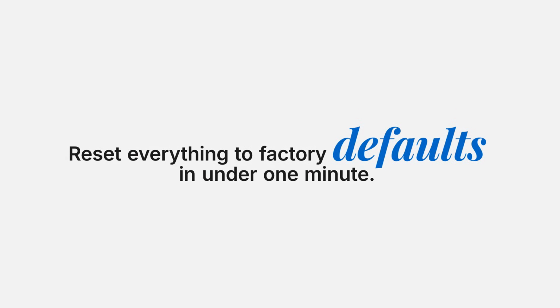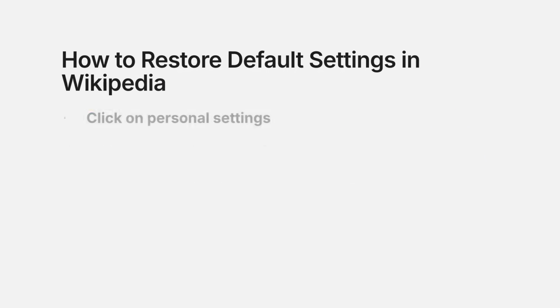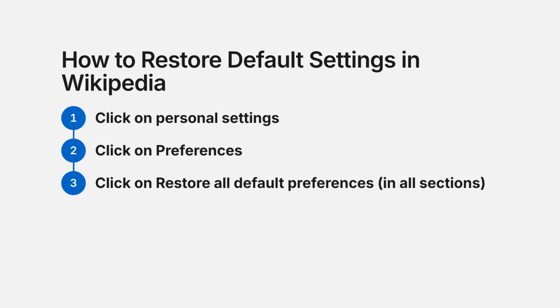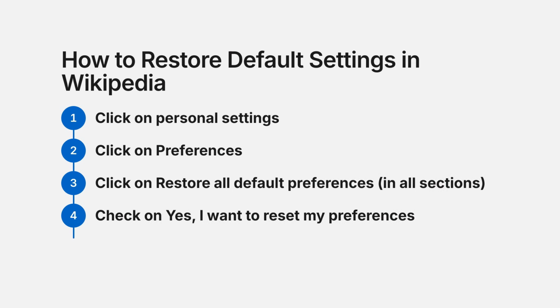Did you tweak Wikipedia settings and now the page looks totally wrong? Reset everything to factory defaults in under 1 minute. We'll open your personal settings, jump to Preferences, restore all defaults, confirm the reset, and finish with one click.